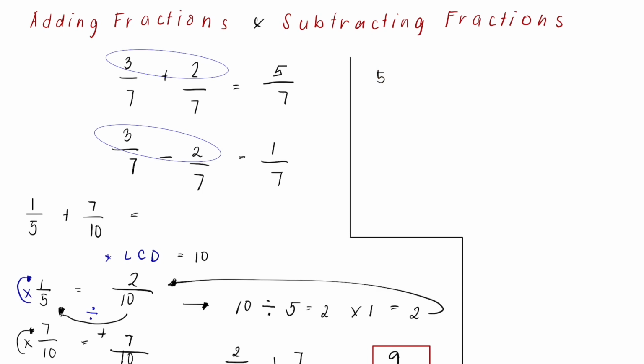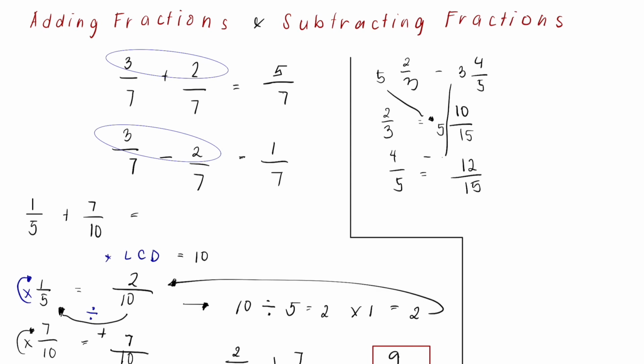Another problem is 5 2/3 minus 3 4/5. Again, we look for the LCD, which is 15, and for mixed numbers, we copy the whole number and either add or minus according to the sign. So we have 5 and 10 over 15 minus 3 and 12 over 15.